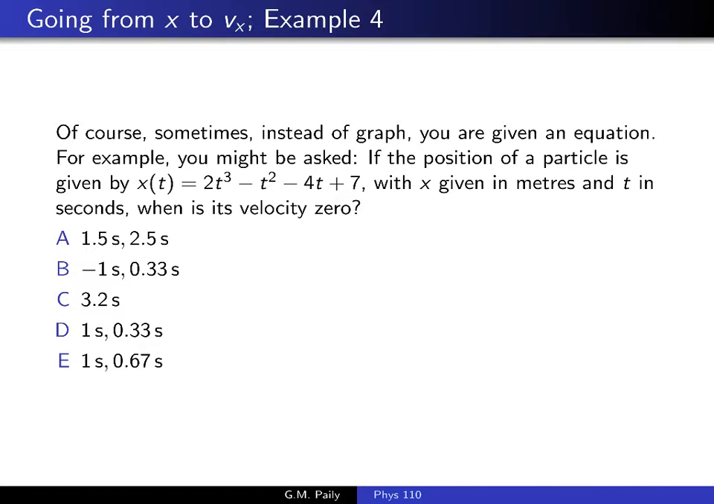Of course, sometimes instead of a graph, you are given an equation. For example, you might be asked, if the position of a particle is given by this function, x given as a function of t, then when is the velocity 0? Pause the video and try and solve this by yourself, using paper and pencil, or using a calculator.